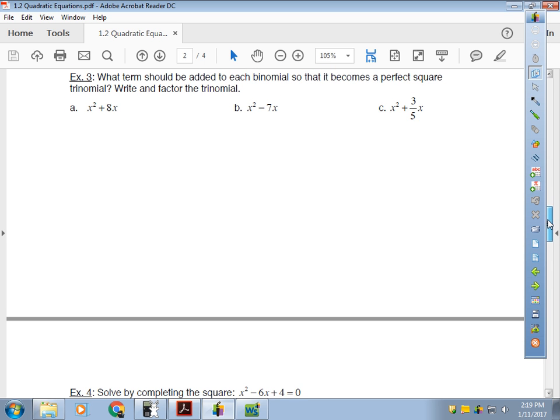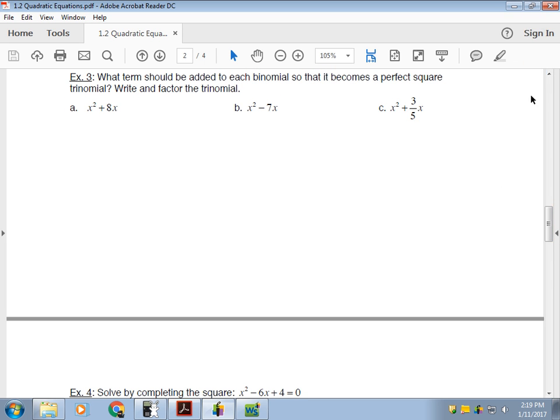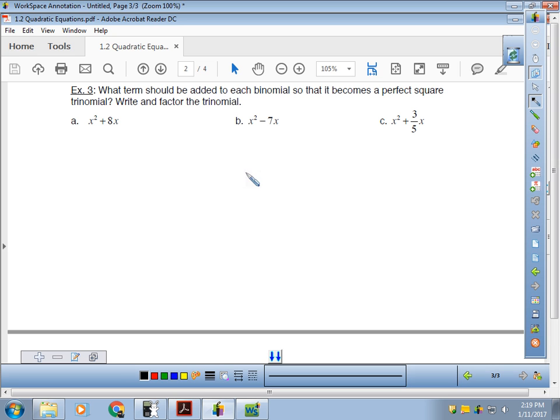All right, so let's look at an example here. This one's not actually asking us to solve, it's just asking what we need to put onto the end of it to make it into a perfect square trinomial. So how do we complete the square? Remember, again, you're going to add b divided by 2, squared. In this one, our b is 8, so we'd have 8 divided by 2 getting squared.